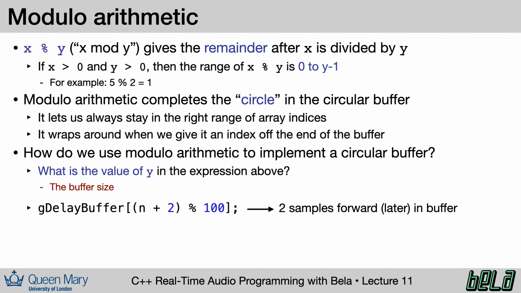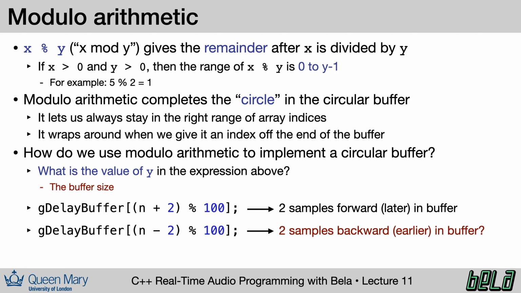So in this case, we have an expression like gDelayBuffer[(n + 2) % 100]. This will always give us 2 samples later in the buffer than n, even if n was equal to 98 or 99. A similar idea might be to do something like this, if we wanted 2 samples earlier: take (n - 2) % 100. But there's a small problem in this case.